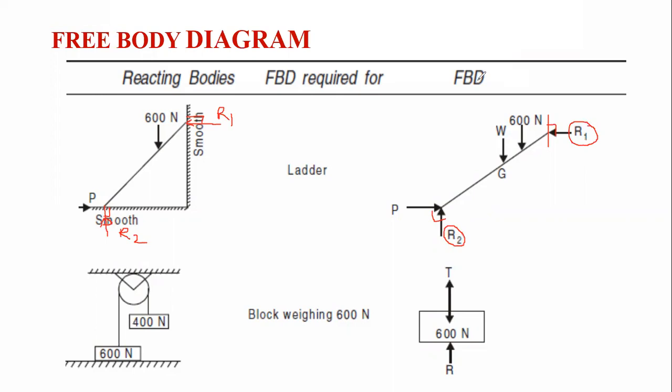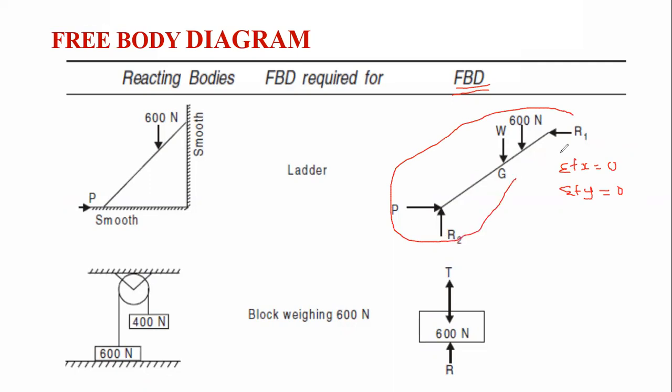For this free body diagram of the ladder, we have shown the self weight, then the external loads and reactions. In this way we can easily show the free body diagram of that particular problem. Now to solve this problem, we have to consider summation Fx equal to 0 acting over that particular body, summation Fy equal to 0, or the sum of all moments about any point equal to 0.